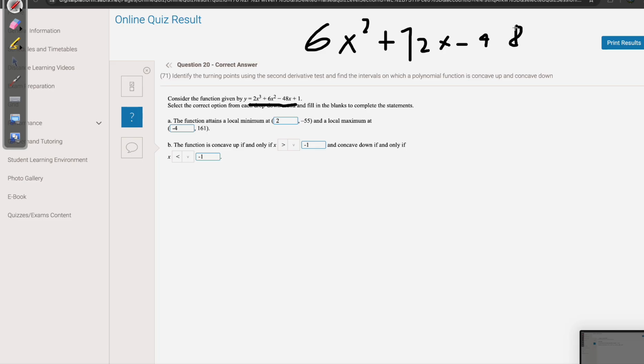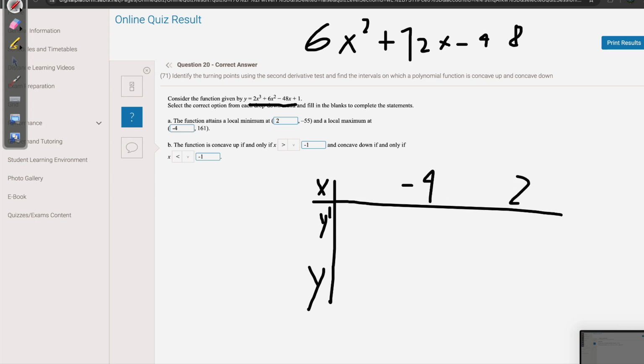Plug that into the calculator: 6x squared plus 12x minus 48, make it equal to 0. Then we have 2 and negative 4. X, y prime, y, then negative 4, 2, 0 here, 0 here.